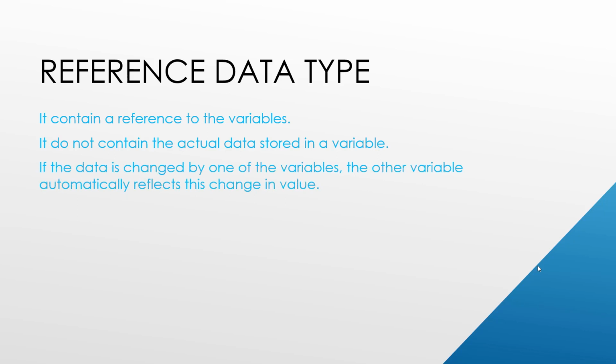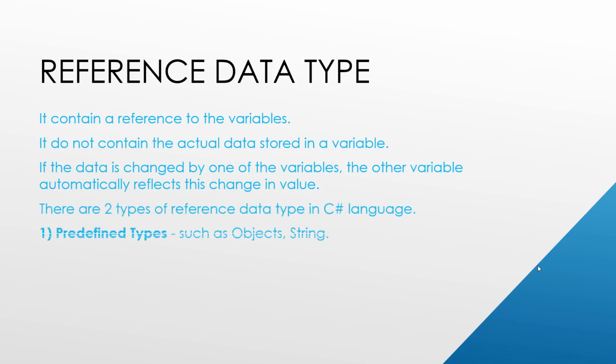If the data is changed by one of the variables, the other variable automatically reflects this change in the value, because it's updating the reference to that variable. It's not updating the value. If we update that value at that same location, it will reflect every place where we are using that reference type.